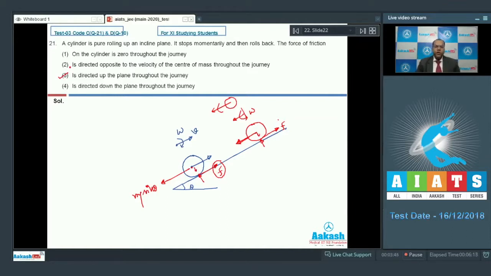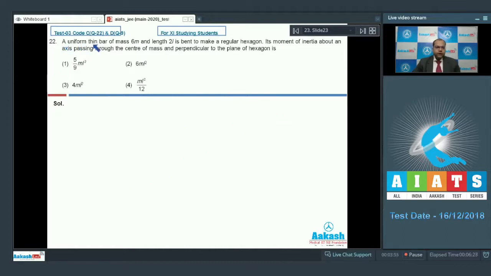Let's move to question number 22. In question number 22, a uniform thin bar of mass 6m and length 2l is bent to make a regular hexagon. Its moment of inertia about an axis passing through center of mass and perpendicular to the plane of hexagon is... So if I draw a hexagon, and consider this rod, the mass of this rod is m and the length is l by 3. So it is the point about which moment of inertia is to be calculated. If I consider this equilateral triangle, then the length of this side is also l by 3.